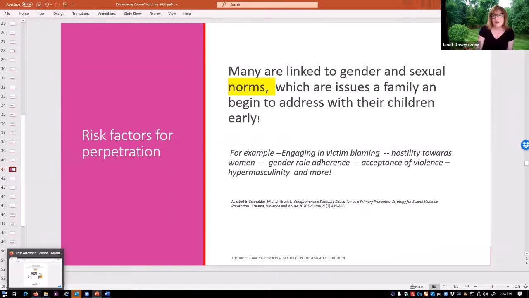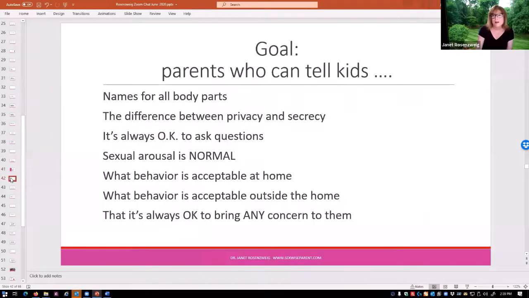What are some of the risk factors for perpetration? Many risk factors are linked to norms. For example, norms about engaging in victim blaming, having hostility toward women, having gender role adherence, an over-acceptance of violence and hyper-masculinity are all norms which, if those norms exist within a family or a social group or a community, can be a risk factor for perpetration. So we do want to make sure that when we're working with families to help articulate their norms, these norms do not become embedded in a family.